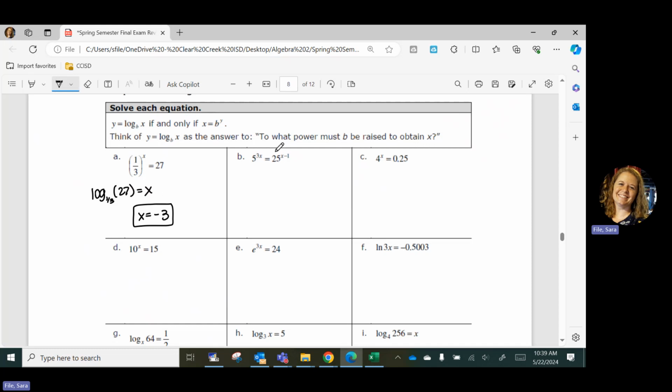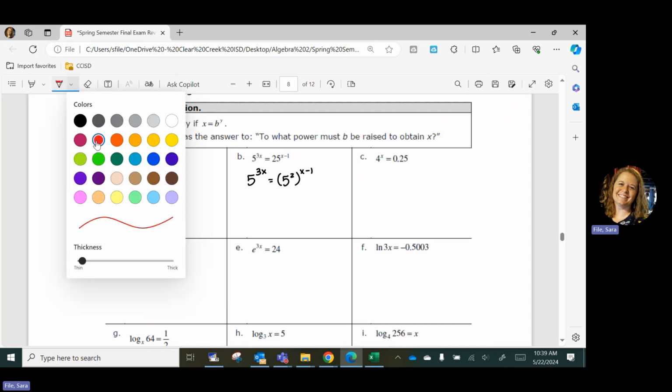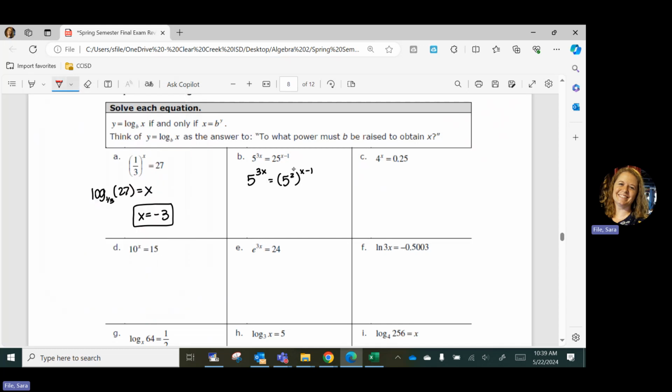Okay, and I know that I can rewrite 25 as 5 squared. So the left side just stays as 5 to the 3x, but instead of 25, I'm going to write 5 squared. So I'm replacing 25 with 5 squared, and then it's still to the x minus 1. Now I've got a power to a power. When you have power to a power, you multiply. So here we have to distribute that. And we got our bases to match.